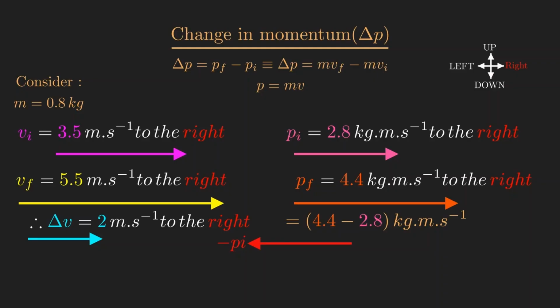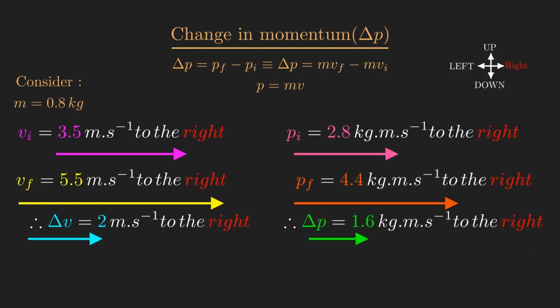And when you add this to the final momentum, p final, this gives us p final minus p initial, which is our change in momentum. And the answer should be the same as 0.8 times 2, that gives us 1.6. 4.4 minus 2.8 gives us 1.6. So the change in momentum is 1.6 kilograms meters per second to the right.